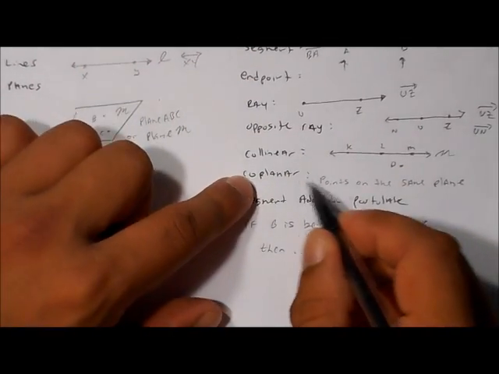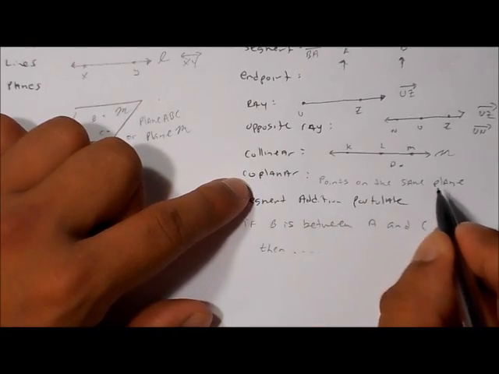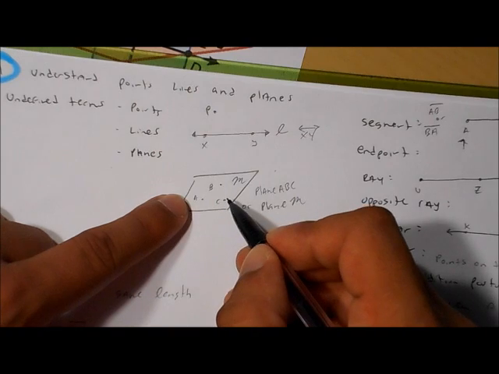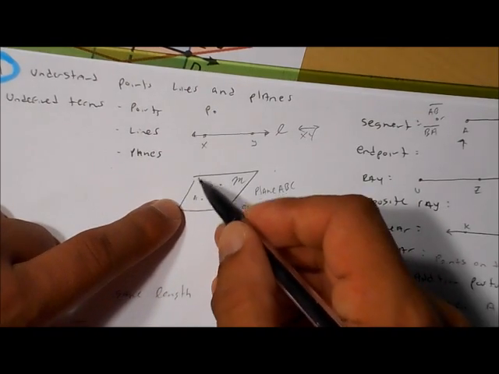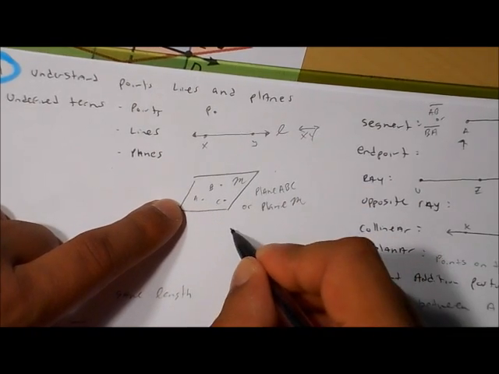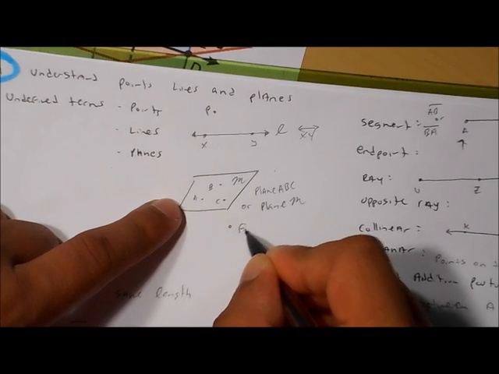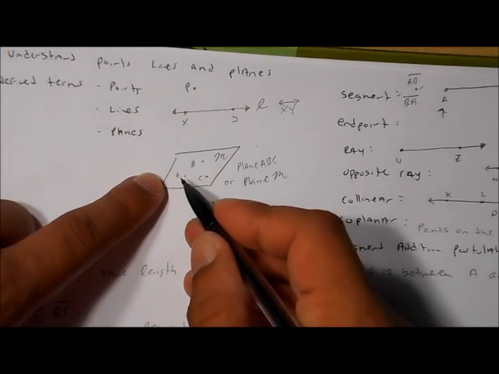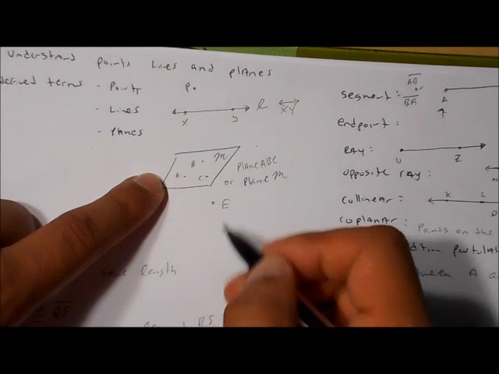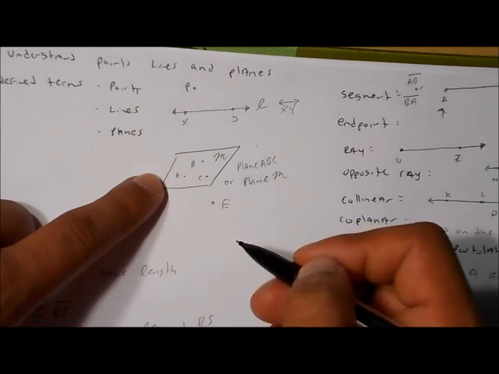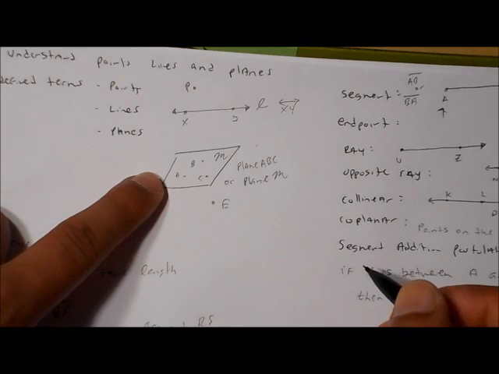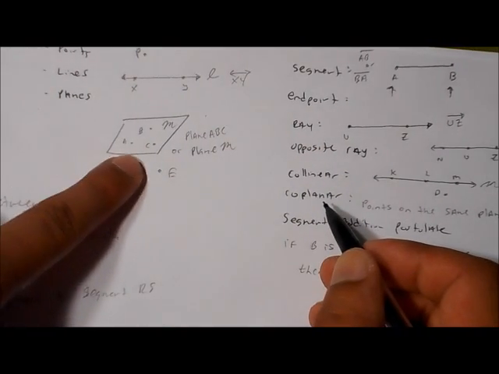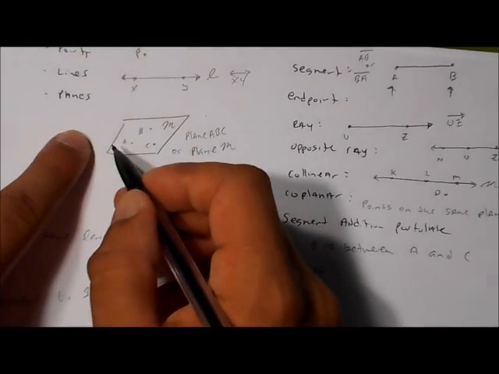Now, coplanar, all it is, you have to have points on the same plane, just like we have over here. Points A and B and C are all on the same plane here. Now if I were to make another point here, and we'll go ahead and call it point E, then point E will not be coplanar with all these points because they're not inside of the plane or on top of it. So that would be it for coplanar. So we will say that E is non-coplanar with ABC.